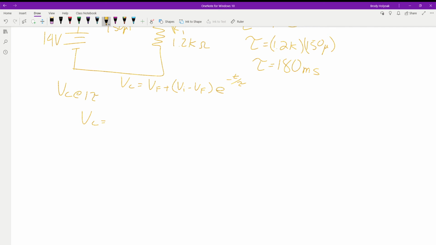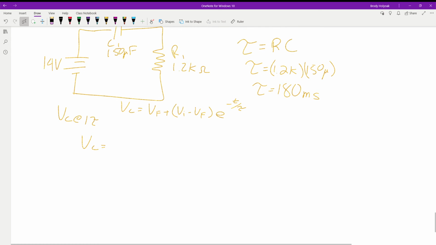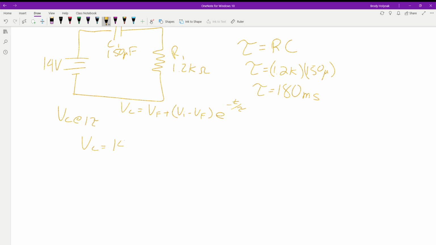VC is what we're looking for. What is the final voltage we're trying to get to? What's the final voltage that this capacitor can charge to? 14 volts. Because when this capacitor is fully charged, it's going to open, and what else is in the circuit? Just a resistor, so we're not going to split the voltage anywhere. So when we measure across this, what are we going to measure? All 14 volts.